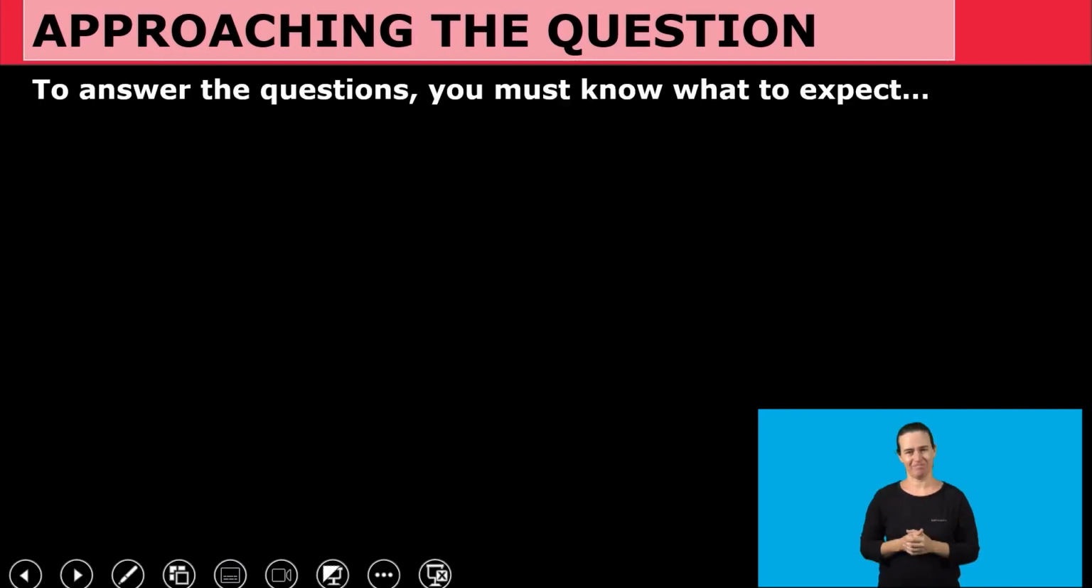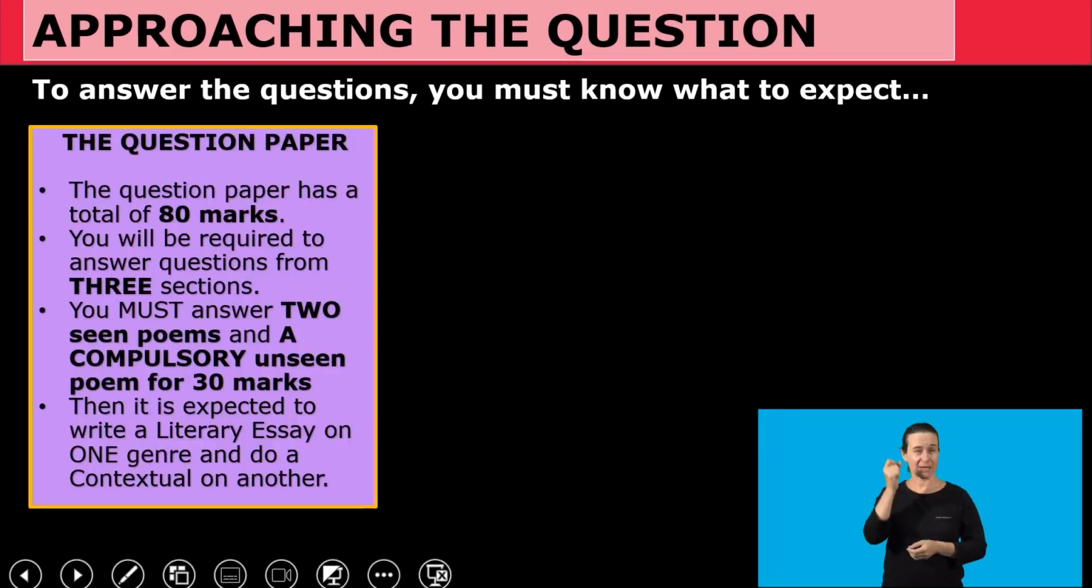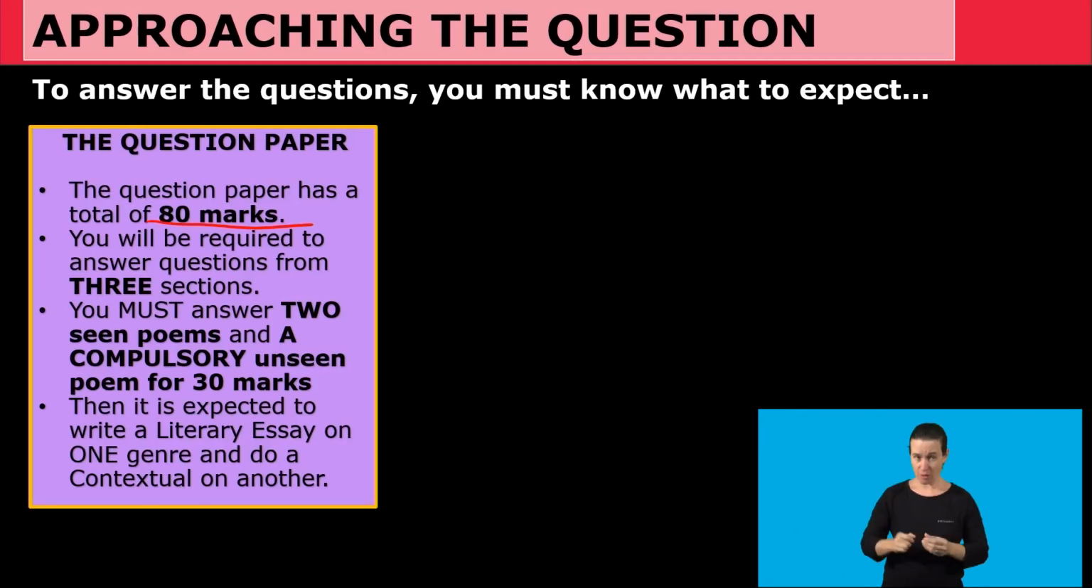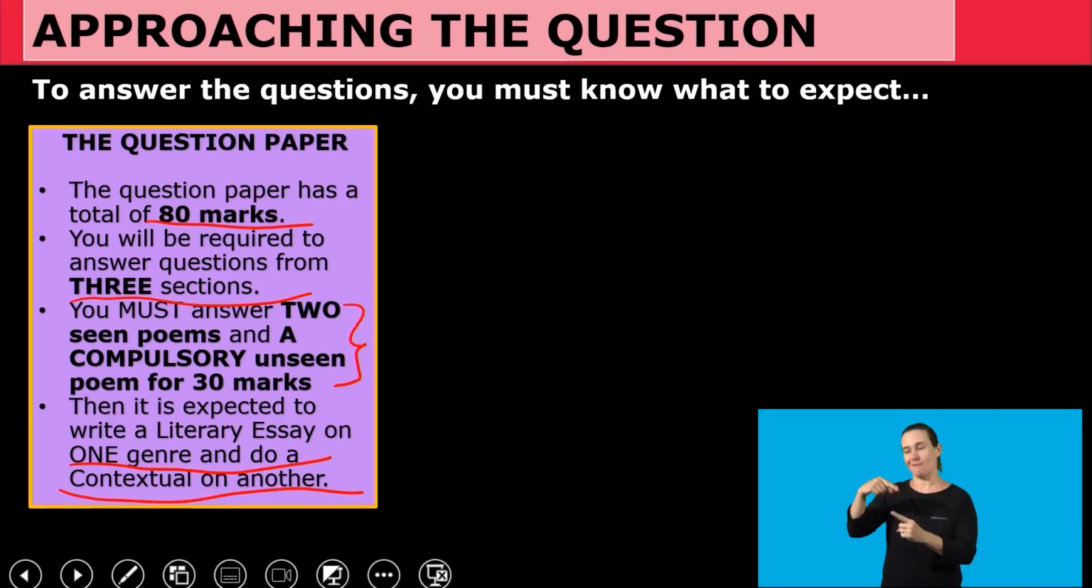To answer the questions, you must know what to expect. This paper has a total of 80 marks. You will be required to answer questions from 3 sections. You must answer 2 seen poems and a compulsory unseen poem for 30 marks. Then it is expected to write a literary essay on one genre and do a contextual on another.